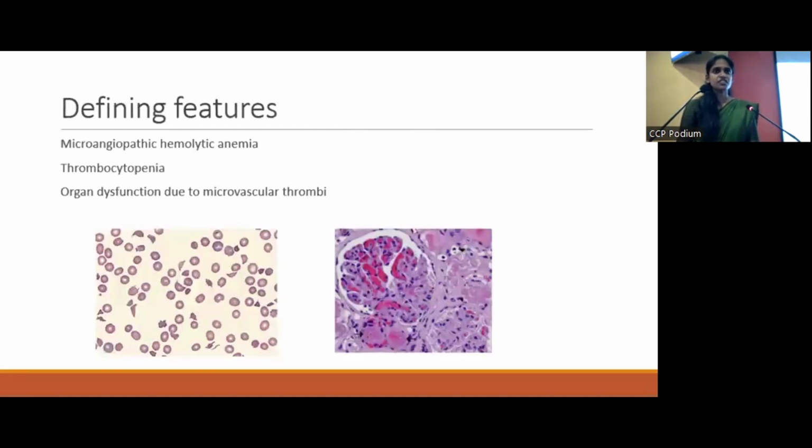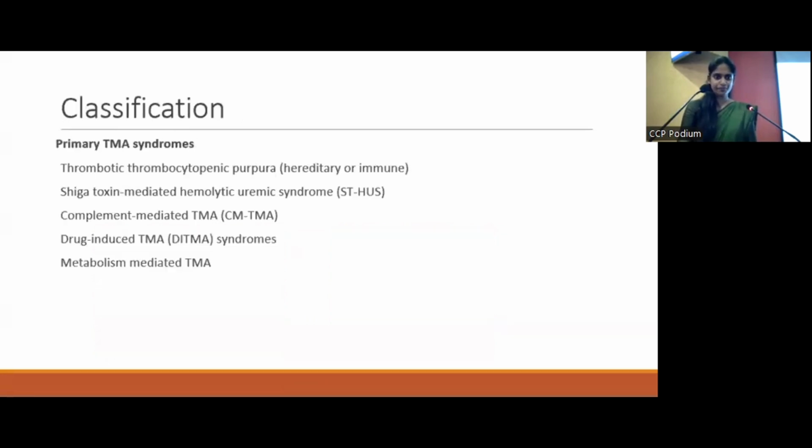The defining features are microangiopathic hemolytic anemia, thrombocytopenia, and organ dysfunction due to microvascular thrombi. In the blood picture, you can see the red cell fragments, which are also called schistocytes, and we can barely see any platelets. The biopsy specimen of the glomerulus shows thrombosis of the glomerular arteries, arterioles, and capillaries.